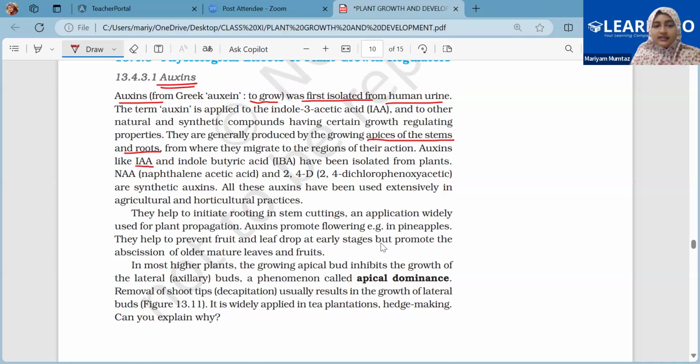Auxins like indole acetic acid and indole butyric acid, IBA, have been isolated from plants. Naphthalene acetic acid, that is NAA, and 2,4-D, that is 2,4-dichlorophenoxyacetic acid, are the synthetic auxins. This is important. NAA and 2,4-D are synthetic auxins, meaning they are chemically prepared by us. All these auxins have been used extensively in agriculture and horticulture practices.